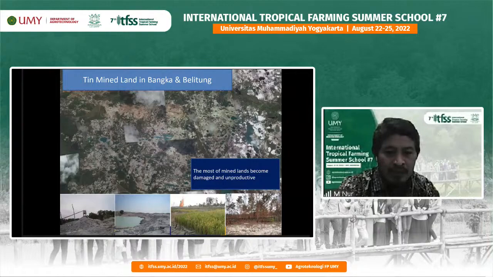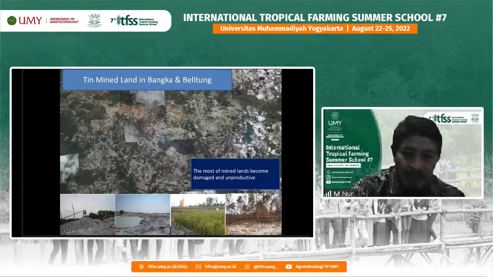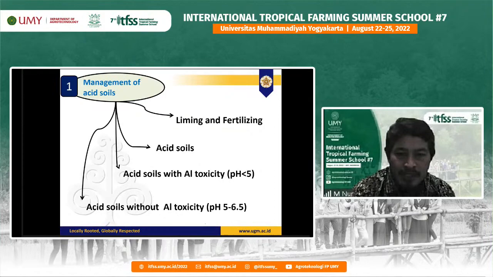The result is very low, just less than 1 ton per hectare, very, very low. And actually, this one is also contamination of metal, I think is very important. First one is management of acid soils, a very important thing.